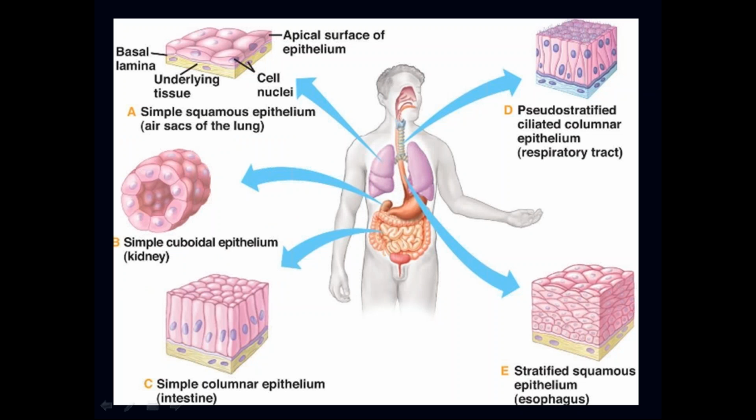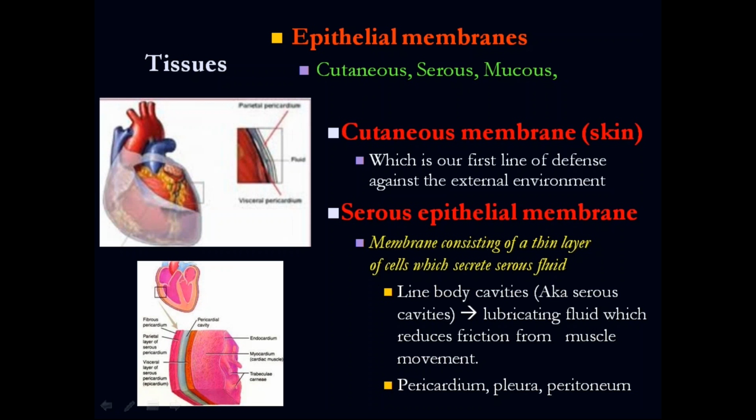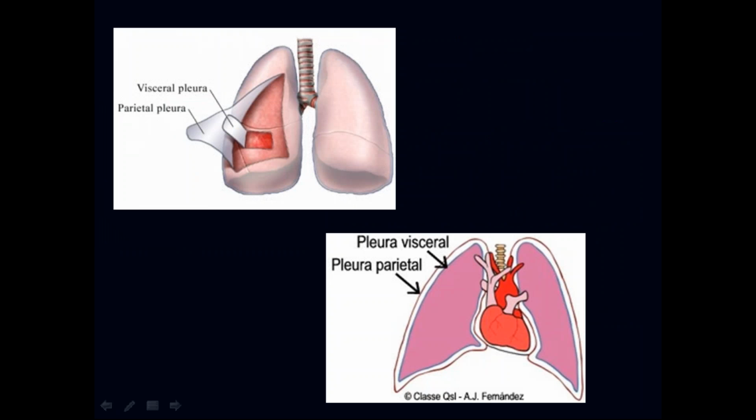So we're talking about here the pseudostratify. If you remember here, we were talking about the pseudostratify. So can you see the cilia there? That is the respiratory tract. Very important to remember. The respiratory tract. All right, so here we have the pleura.